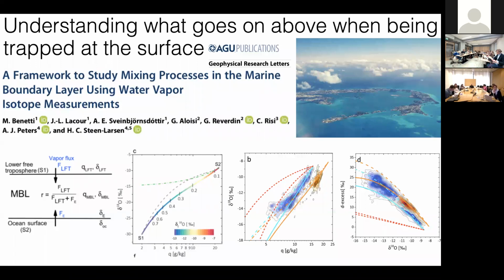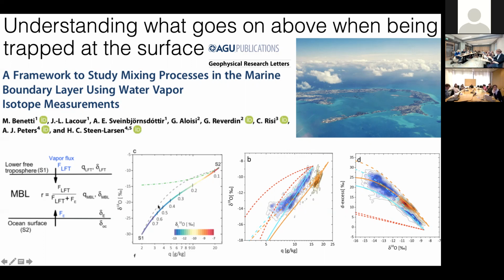But we also know from the Craig-Gordon model that the mixing actually changes the isotopic composition of the boundary layer, which will then affect the isotopic composition of the flux. So what you see is, let's say that we have two end members. S2 is the isotopic composition of the vapor in equilibrium with the ocean surface, and S1 is the isotopic composition of the free troposphere. If we were just mixing these two end members without taking into consideration the influence of the mixed vapor on the flux, we would follow the gray line. So this is a simple mixing curve.